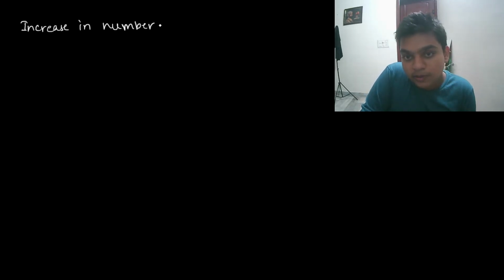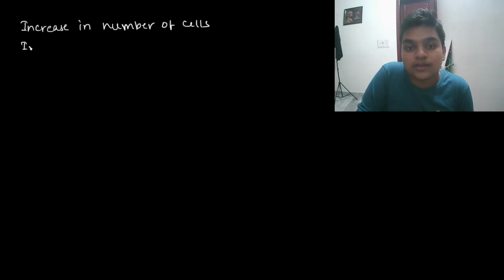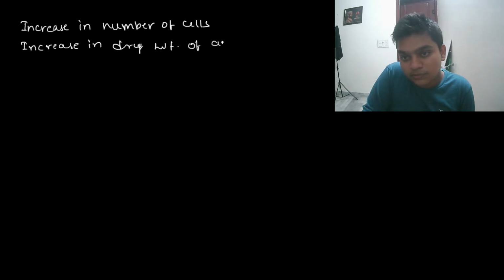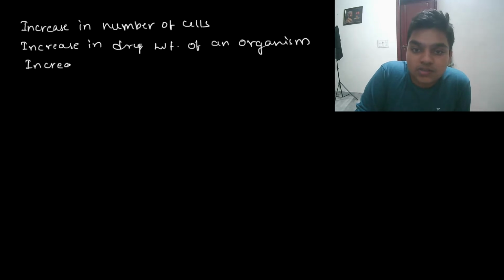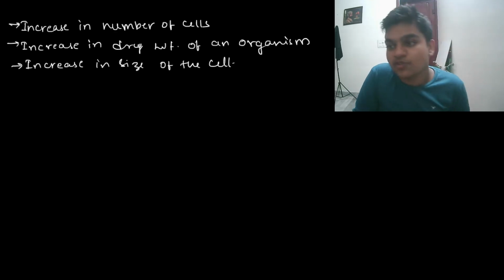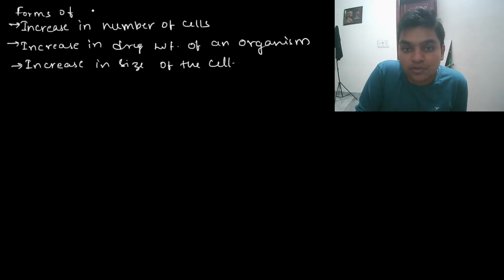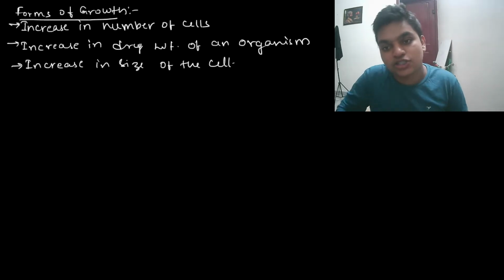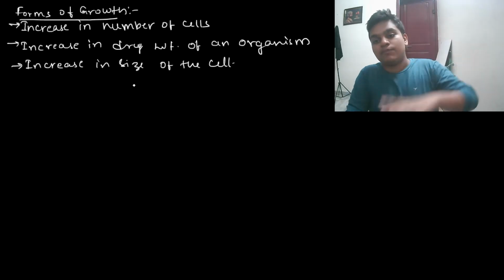General types of growth. Growth can be either in the form of an increase in number of cells, it can also be an increase in dry weight of an organism, it can be the increase in size of the cell, etc. These are the three different forms of growth, and growth can be shown using any one of these. Then you call it growth.